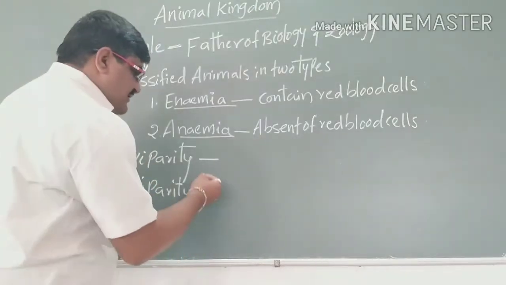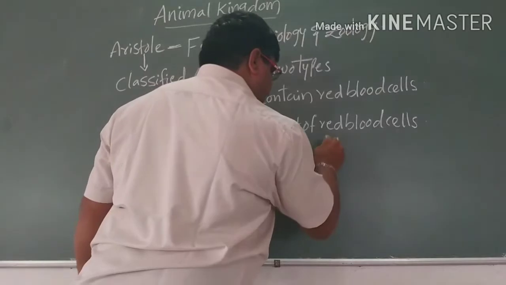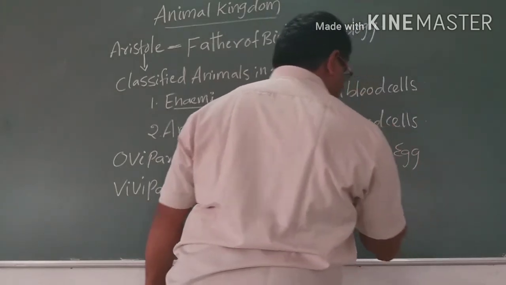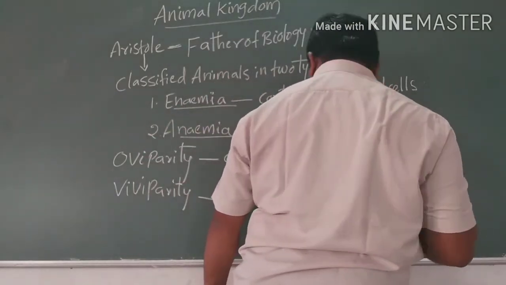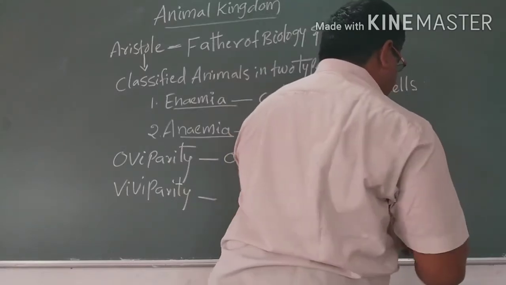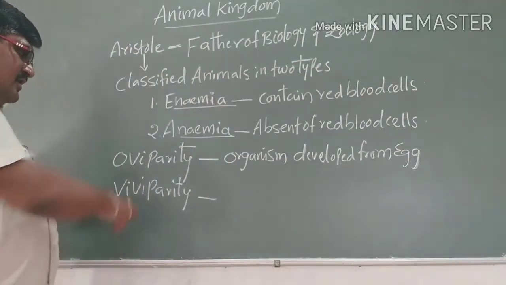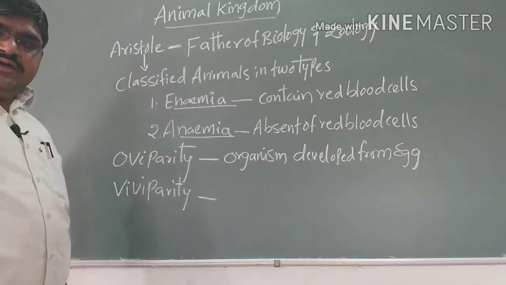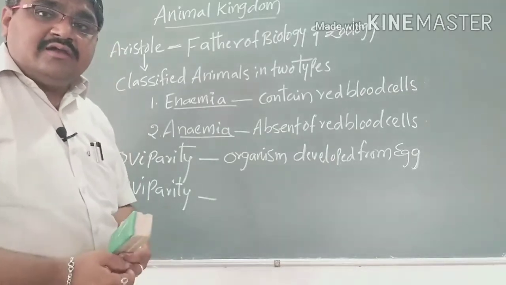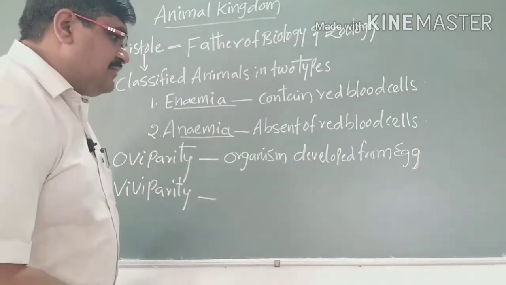That means the organisms develop from an egg and produce an egg, and the organism develops from the egg by undergoing several stages. So organisms developing from an egg we call ovi, meaning egg, parity, meaning producing. Here organisms are produced from an egg by hatching of these eggs. So we call them oviparity.